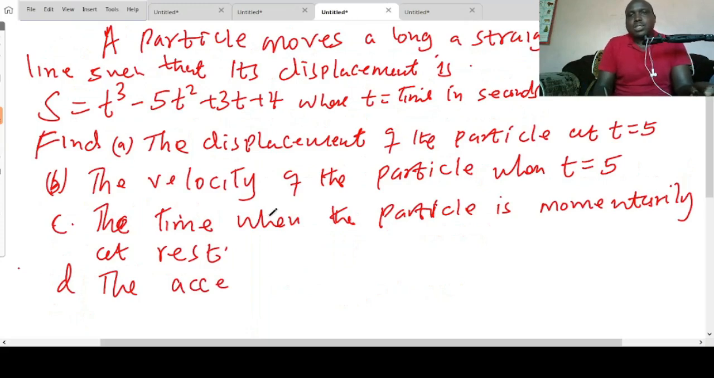A particle moves along a straight line such that its displacement, you have been given displacement, is s is equal to that, where t is equal to time in seconds. Find A, the displacement of the particle at t is equal to 5. That one is simple. If we have displacement and time is 5 seconds, then we just substitute into the equation.